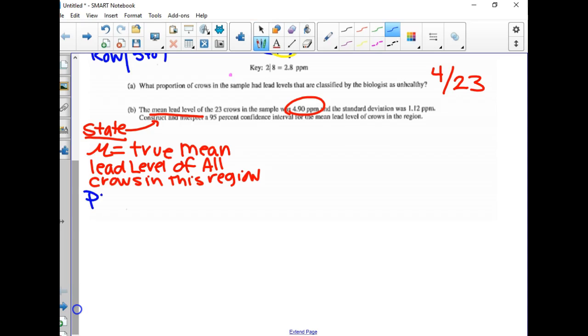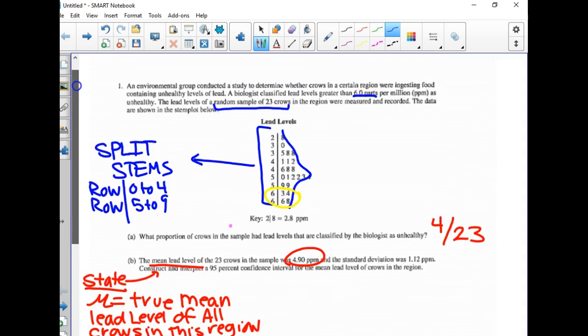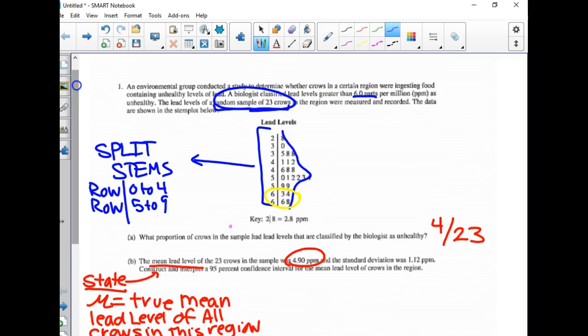Okay, the next part's your plan. Do you remember the acronym for the plan for your conditions? Yeah, we're not running, we're RINing. What does R stand for? Yeah, random, stated random. It is stated random above, and you can see that way up there. A random sample of 23.